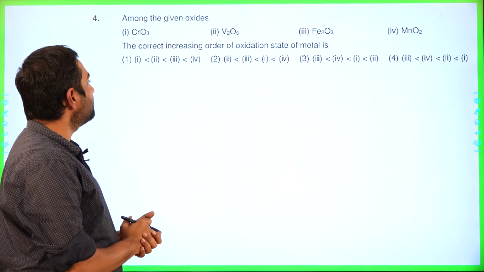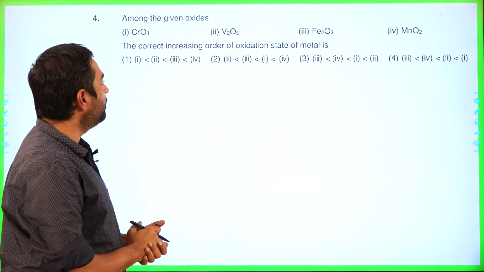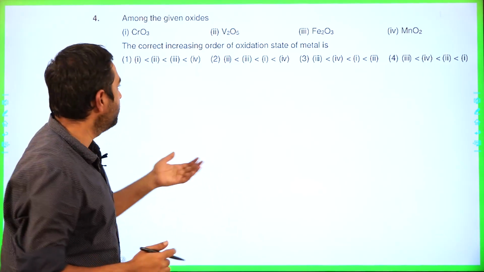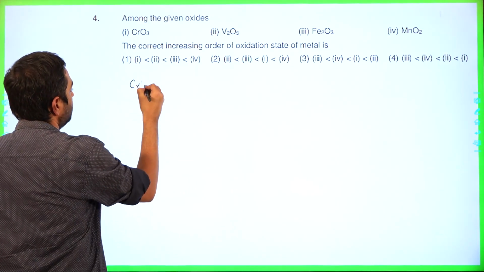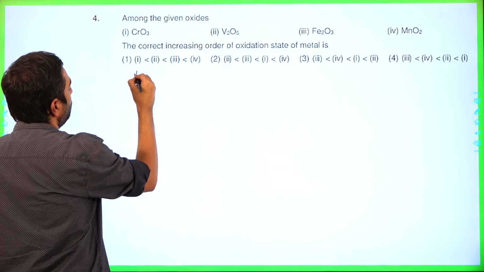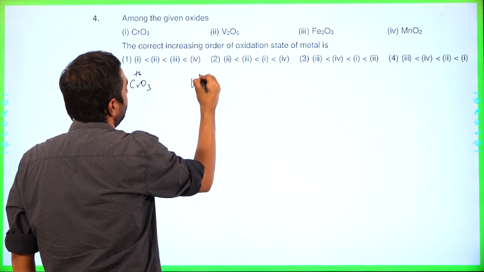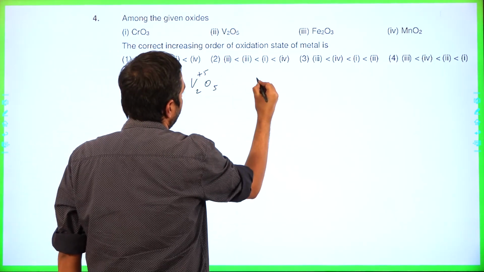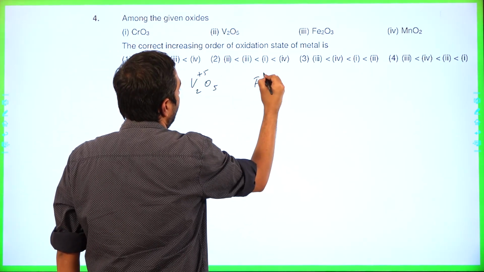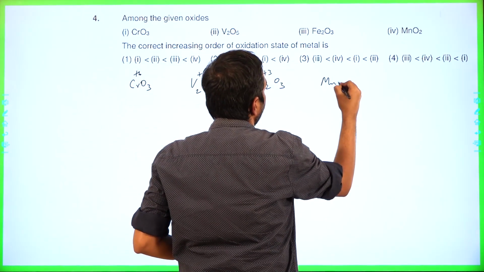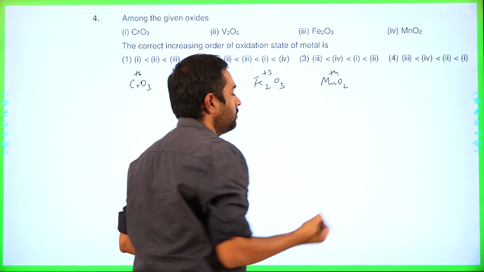Among the given oxides, CrO3, V2O5, Fe2O3 and MnO2, the correct increasing order of oxidation state of metal is. This is an easy question. So we are going to be having the following oxides available. CrO3, here chromium is of course going to be in +6. Vanadium pentoxide, V2O5, vanadium is in +5. Fe2O3, iron is going to be in +3 oxidation state here. MnO2, manganese is in +4 oxidation state here.